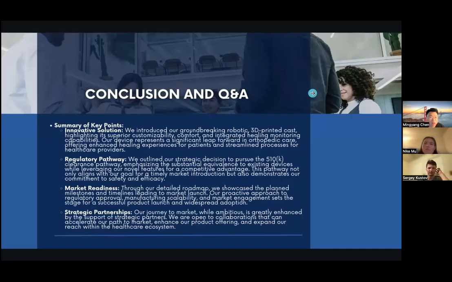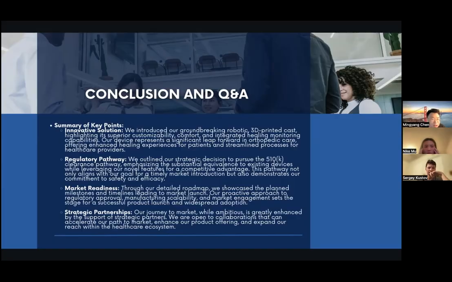So to draw a conclusion for this presentation, first we introduced our groundbreaking robotic 3D printed cast, highlighting its superior customizability, comfort, and integrated healing monitoring capabilities. Our device represents a significant leap forward in orthopedic care, offering an enhanced healing experience for patients and streamlining processes for healthcare providers.